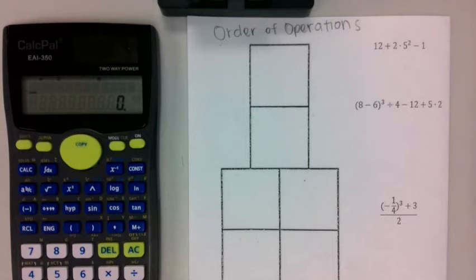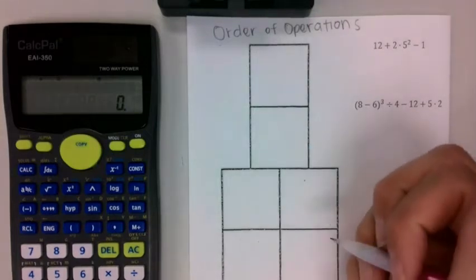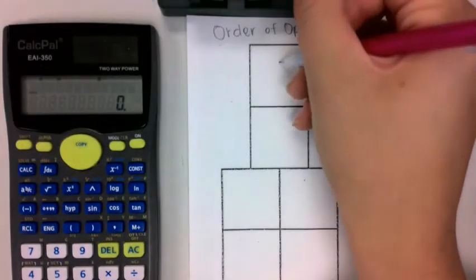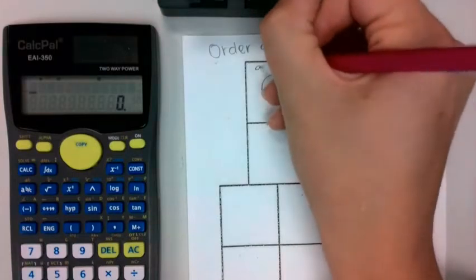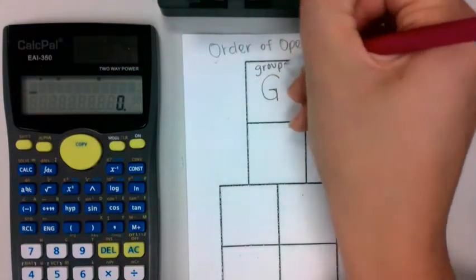Hey everyone, today we're going to be talking about order of operations. First, I'm going to deal with any grouping symbols. We're going to represent that with a G. We're going to talk about grouping.